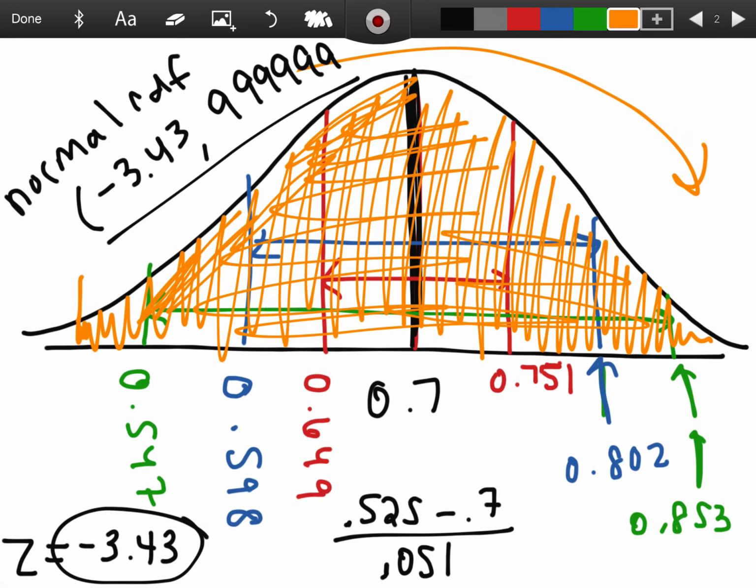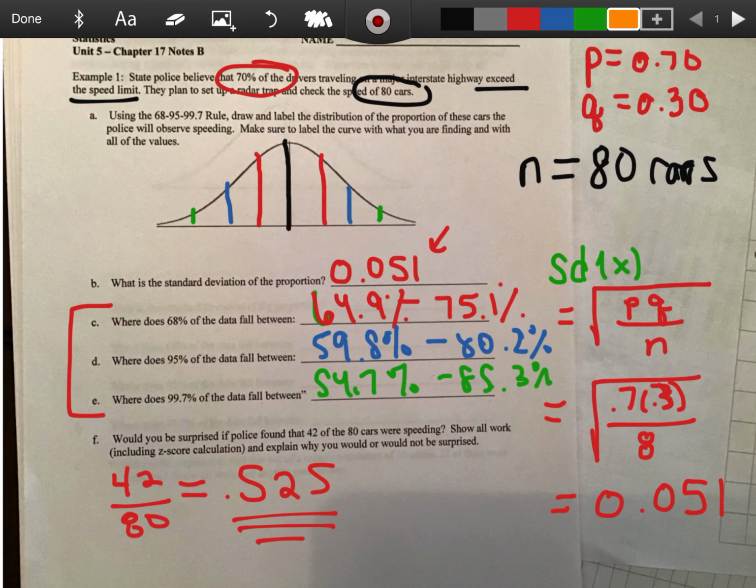And what I got was 99.96% of my samples would have more than 52.5% of my cars were speeding. So at the end of the day, if I have to write a sentence, would you be surprised if police found that 42 out of 80 cars were speeding? Yes, I would be surprised, because 99% of the time, a higher percentage of cars is speeding than that out of the 80. Hope that helps.